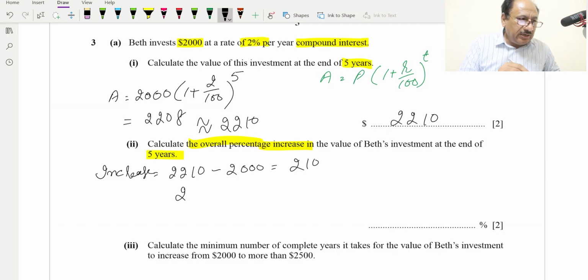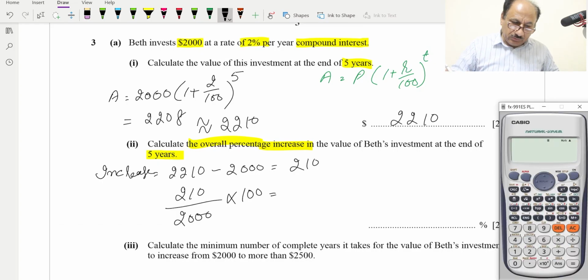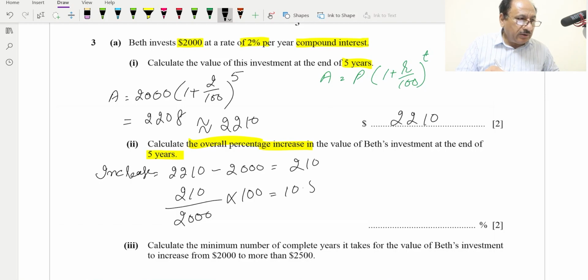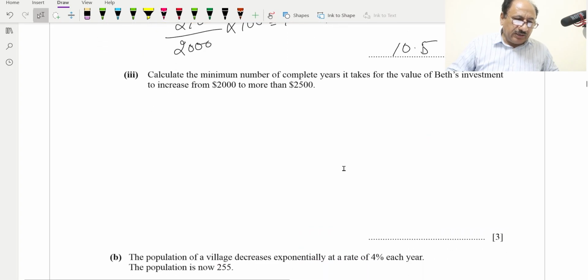So 210 is the increase against 2000. To calculate the percentage, we will multiply by 100. So this will be the percentage increase: 210 over 2000 multiplied by 100, which equals 10.5. So 10.5% will be our final answer. We got this.